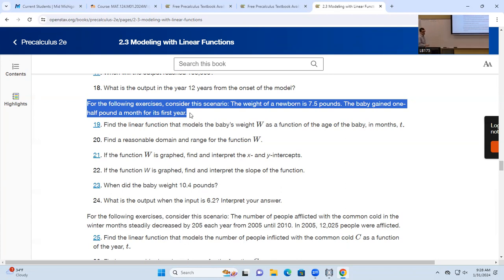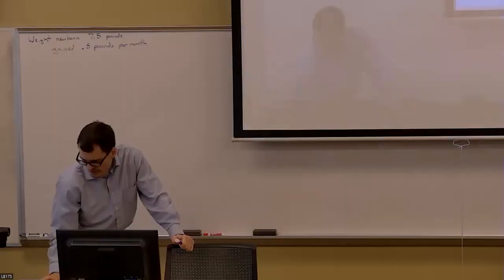So, gained 1/2 pound a month. All right. So this says find the linear function that models the baby's weight. We'll call that W, as a function of the baby's age in months, we'll call that T. All right. So W is weight and T is time in months after the baby's born.